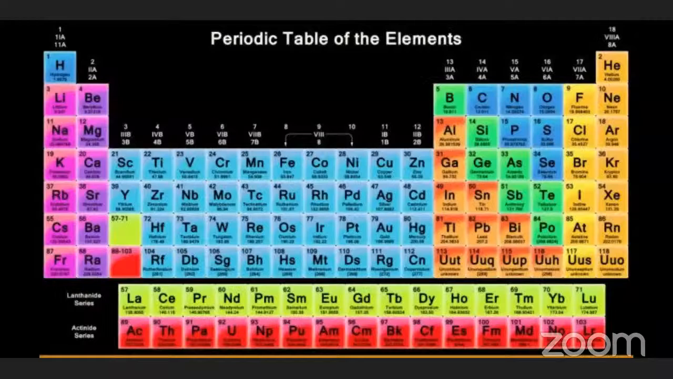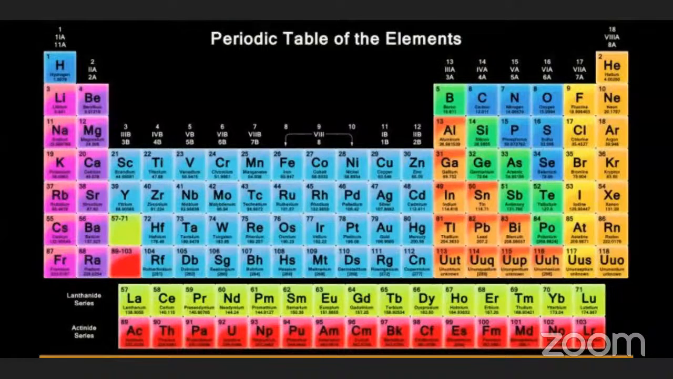All the students, look on the screen. This is called the modern periodic table. Here, whatever elements you see, totally 117 elements are there now.